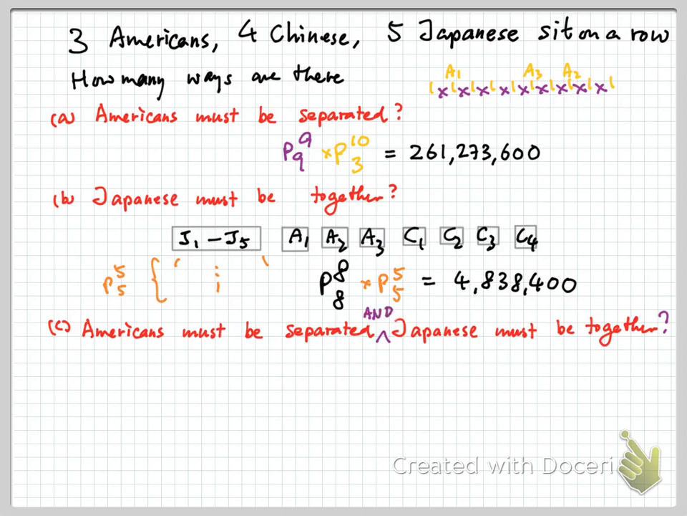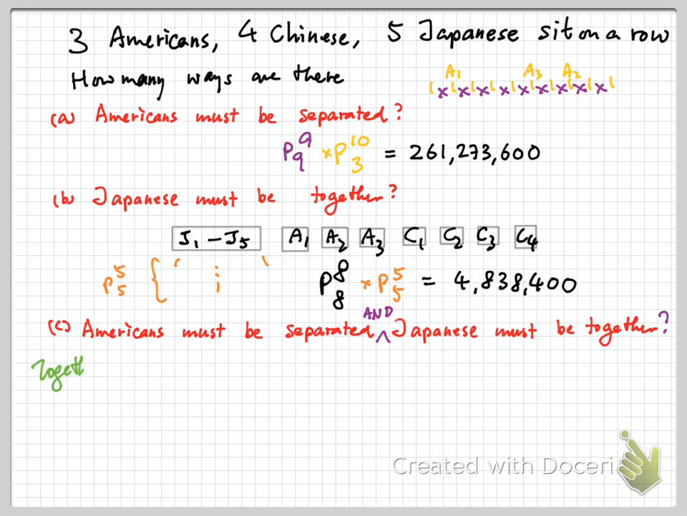Alright, so the Americans, they must be separated. And at the same time, the Japanese must be together. So how do we combine the 2 approaches to come up with this answer? Right, the Americans, they cannot sit next to each other. On the other hand, the 5 Japanese, they must sit together. Alright, now for that, we always think about togetherness first.